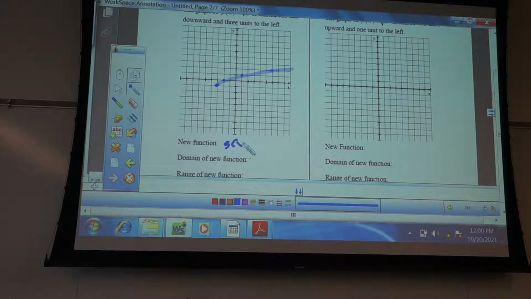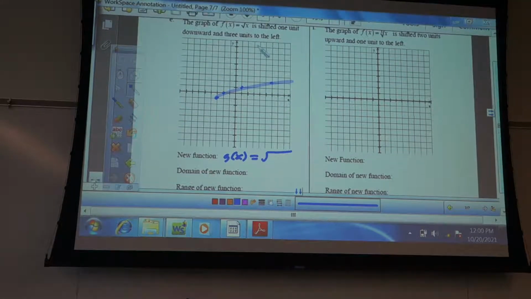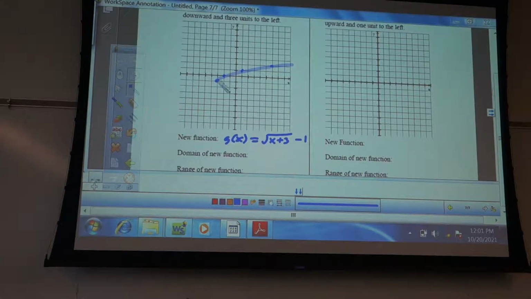And my new function will be g of x is equal to, let's see. On the inside, we've got our left, right. The inside is 3 to the left, so that's x plus 3 on the inside, and then 1 down, so on the outside it's going to be minus 1. Domain, see it starts off at negative 3, goes to infinity. And then the range, it starts off at negative 1 and goes up to infinity.